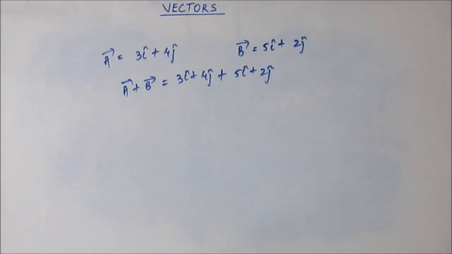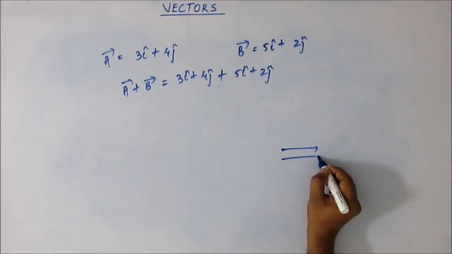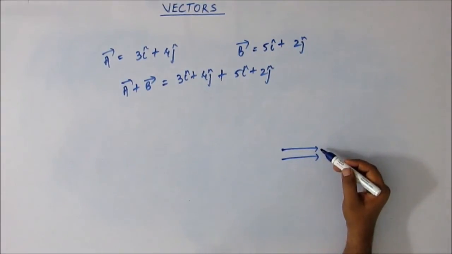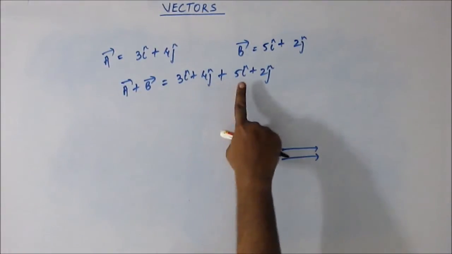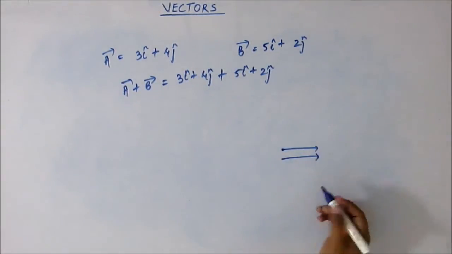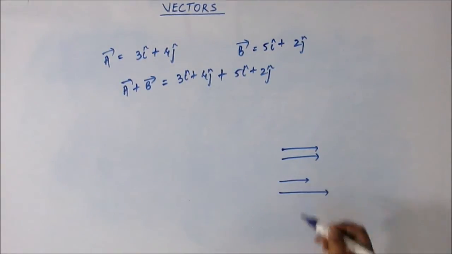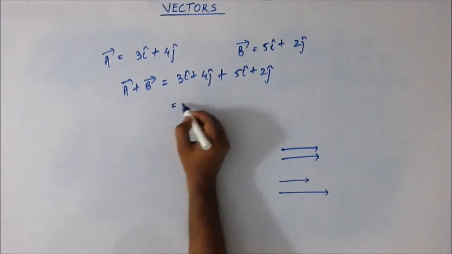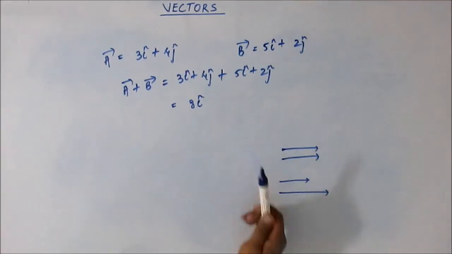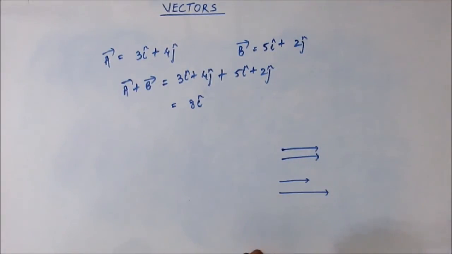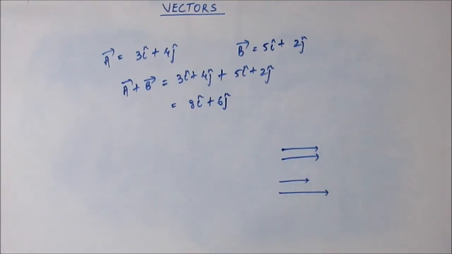Now, as we have learned when we studied the addition of vectors, if two vectors are in the same direction, they could be simply added. Remember? So this is along positive x-axis, 3 i cap, and this is also along positive x-axis, 5 i cap. So they will be simply added. So that becomes 8 i cap, and 4 j cap and 2 j cap again will be simply added because they are along the same direction. So this is 6 j cap. So this is the required vector.